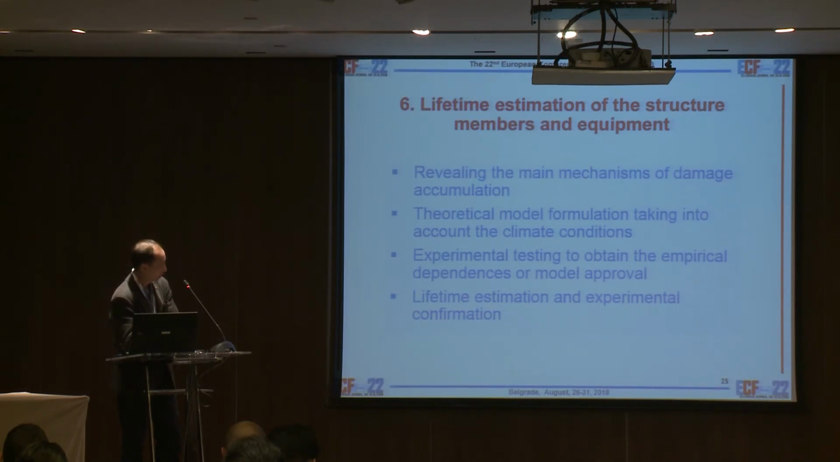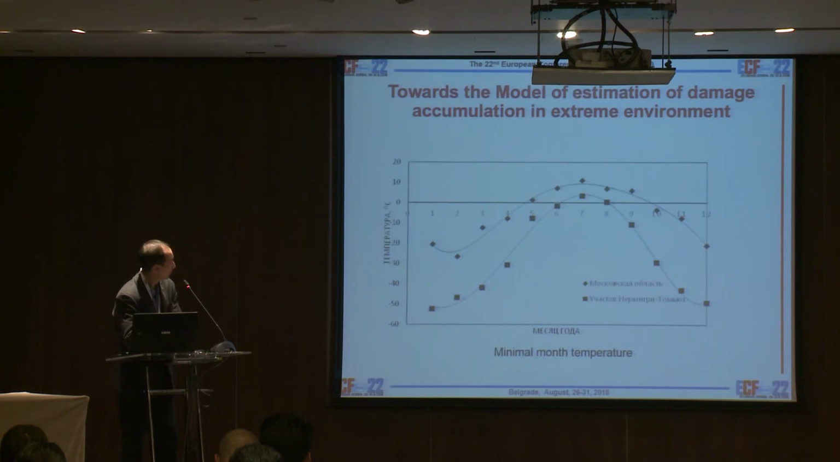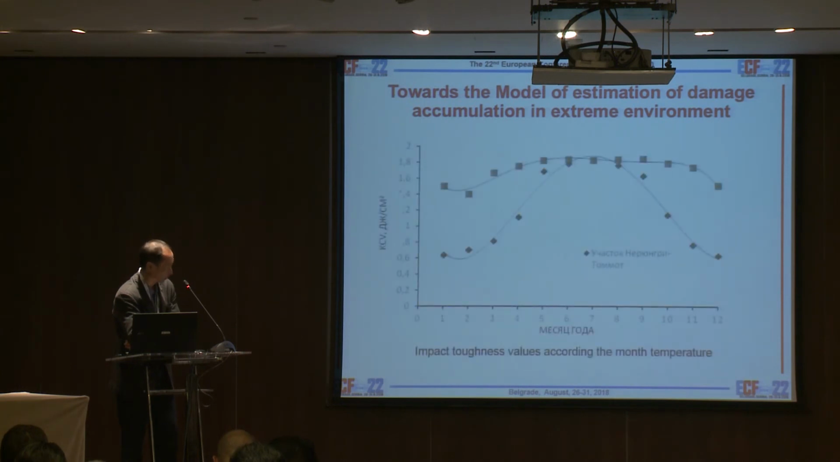So about the lifetime estimation, we used another approach. It's the damage accumulation approach here, and how we can take into account the ductile to brittle transition here. We use some special damage for impact loading. Here's the fatigue, and here's some of the side wearing. So we use some diagrams of minimal monthly temperature, and by our experimental results, we obtain the same curves for impact toughness. So impact toughness according to the monthly temperature is quite different from other regions.